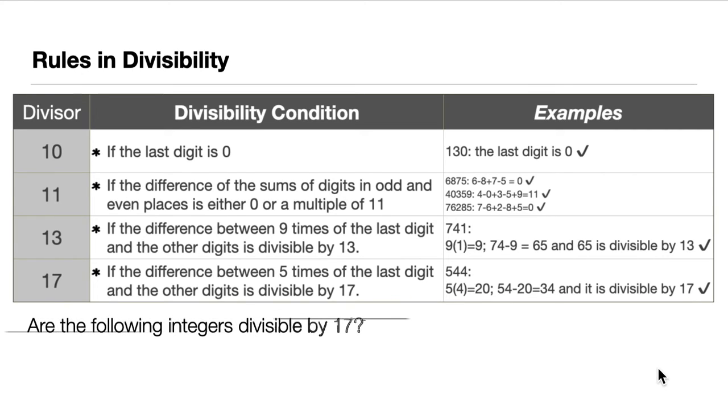So let's try to answer these two given integers and determine if they are divisible by 17. You may pause the video now.